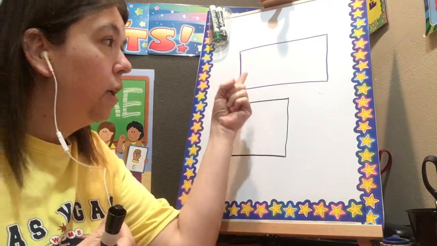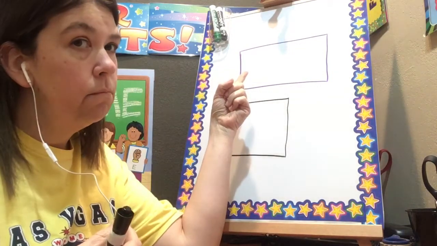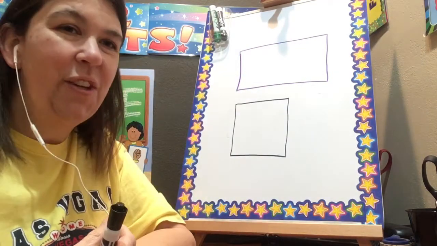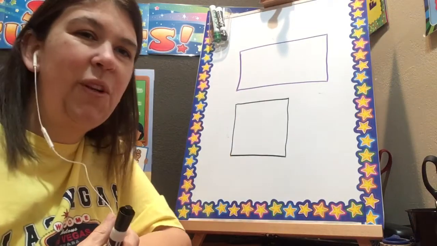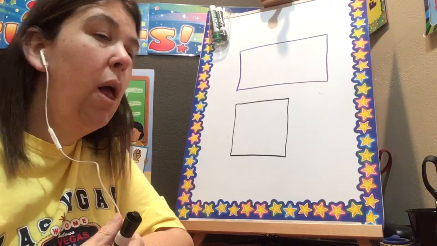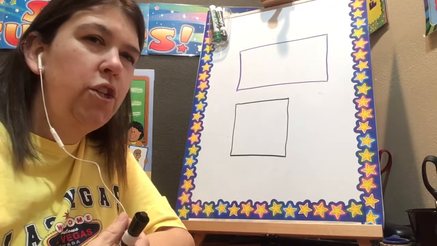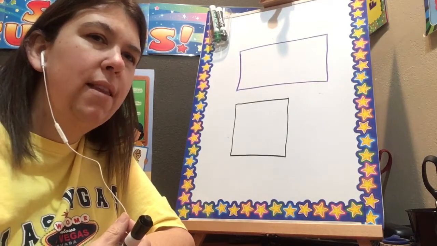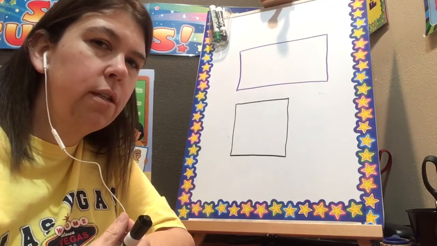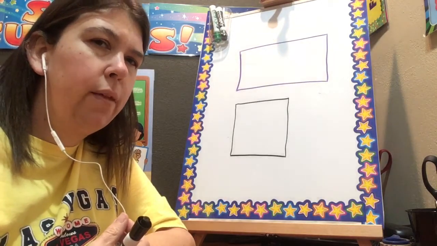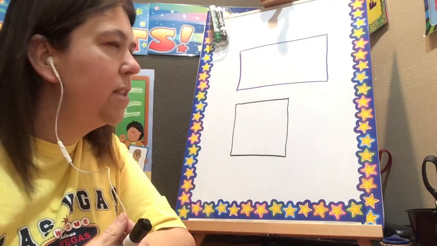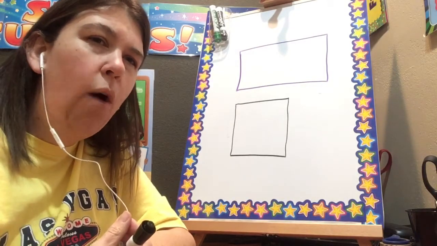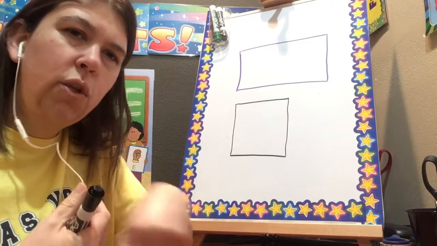Like for instance, this guy's called a what? A rectangle, you got it. And this guy here, what's his name? Square, you got it. So we know those pretty well. But if I wanted you to look at those and tell me ways that they might be similar or different, what could you come up with? Let's start with similar. I want to know ways that they are similar or the same. How is a rectangle like a square?